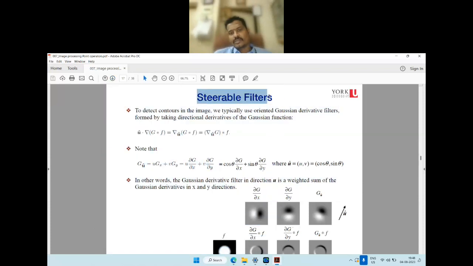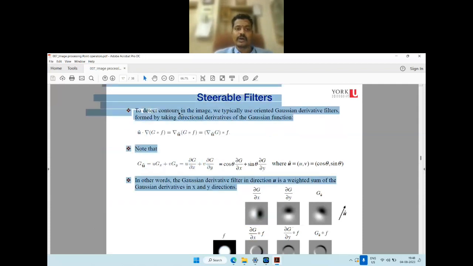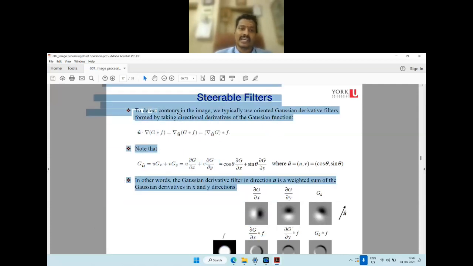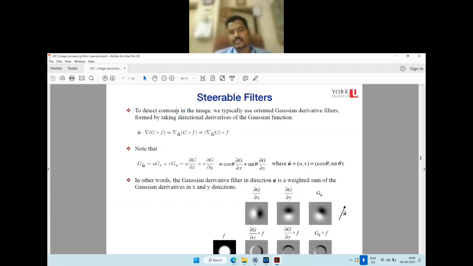And steerable filters. This is also a very important question for your CLA1. Steerable filters are primarily used to detect contours. What do you mean by contours? Contours are connected pixels which have nearly equivalent intensities. Say for example, there is an image with a circular object, and that circular object has nearly equivalent intensities across its border, right? That we call contours. Contours are just like regions in the image, and the borderline of that particular region is what we specifically call contours.